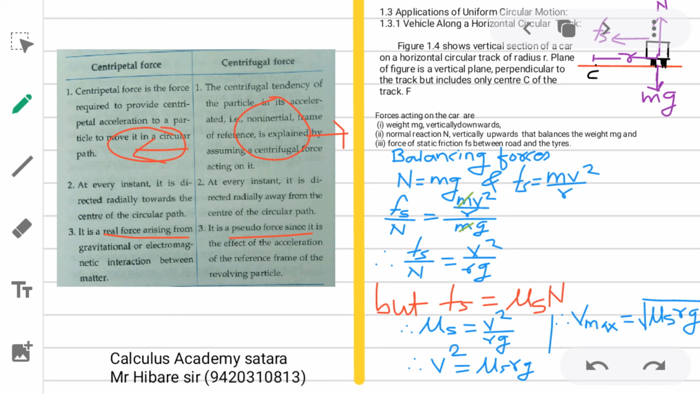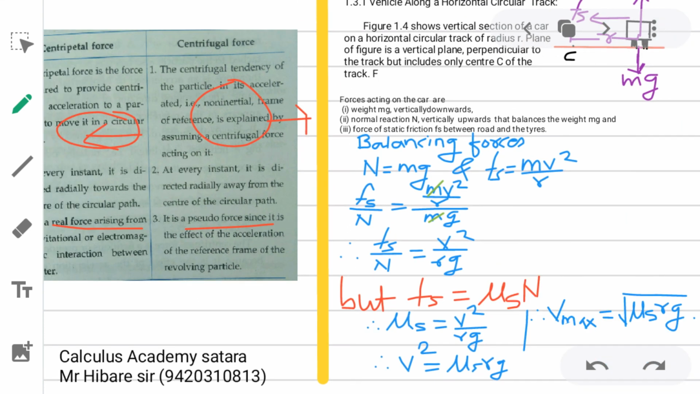Now for a normal circular motion, the forces involved are mg vertically downward. This is the radius r. Fs, the force of friction, acts towards the center, and this Fs provides the necessary centripetal force, and n is balanced by mg. When we divide, we get Fs upon n is mu s, so mu s is equal to v square upon rg. V square is equal to mu s rg. Now the maximum speed we get is under root mu s rg.